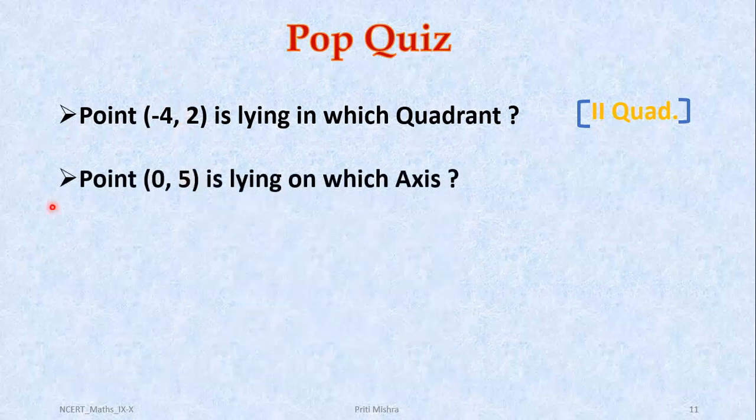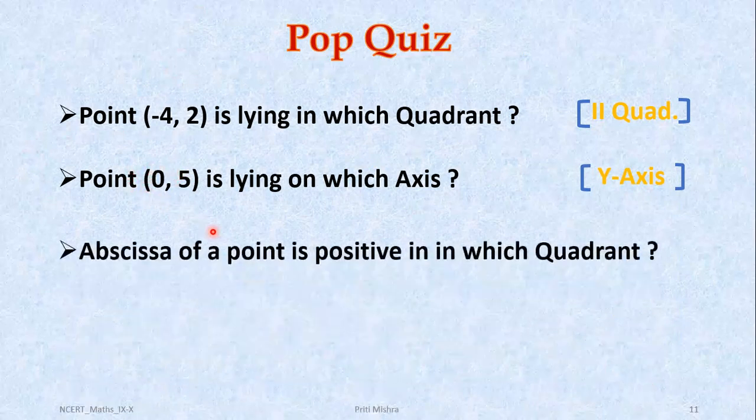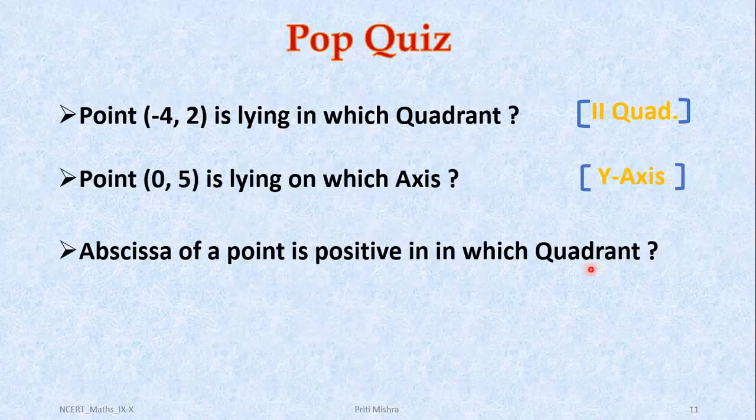Next question is, point (0, 5) is lying on which axis? Yes, on which axis? Very simple question. Its answer is on the y-axis, because on the y-axis the x coordinate is always 0. Let's have another question. Abscissa of a point is positive in which quadrant? Yes, abscissa means x coordinate. Remains positive in which quadrants? So the answer is first and fourth quadrants. Abscissa remains positive there.